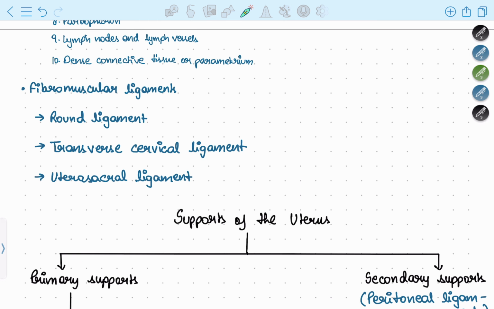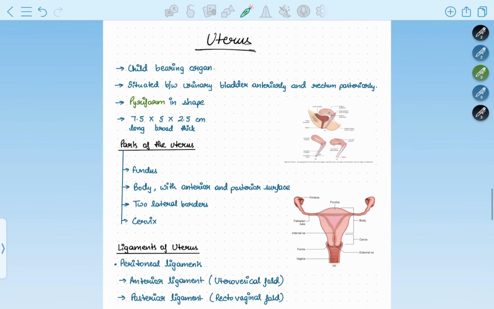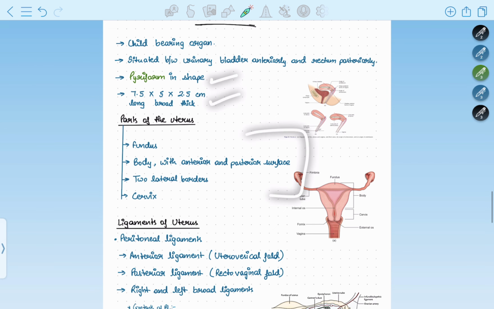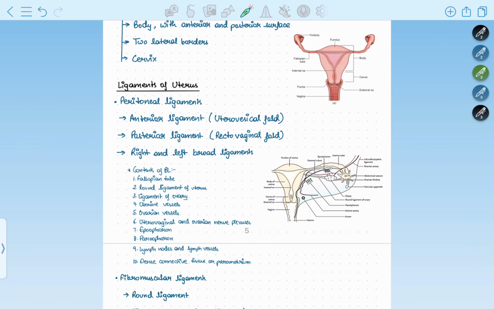Then we have the fibromuscular ligaments. Fibromuscular ligaments में तीन आते हैं: round ligament, ट्रांसवर्स सर्वाइकल लिगामेंट एंड यूट्रोसेक्रल लिगामेंट, जो अभी हम लोग आगे पढ़ेंगे सपोर्ट्स में. ठीक है, तो इतना समझ आ गया यूट्रस के बारे में. सबसे पहले इसका शेप, साइज, देन द पार्ट्स ऑफ यूट्रस, एंगल्स ऑफ यूट्रस. Then we studied about the ligaments of uterus, peritoneal ligaments and fibromuscular ligaments. And the contents of broad ligament are very important.